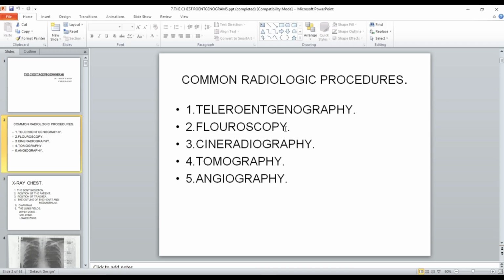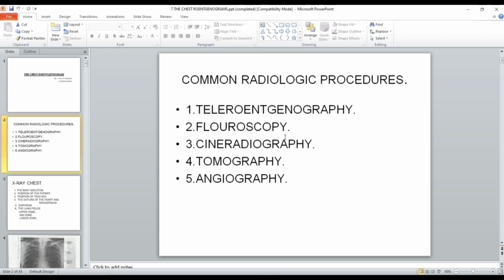Third is fluoroscopy, a medical imaging test that uses continuous X-rays to show real-time moving images of the inside of your body, much like an X-ray movie. Unlike standard X-ray, which takes a single photo, it lets doctors watch organs, blood flow, and medical tools in action. The fourth is cine radiography.